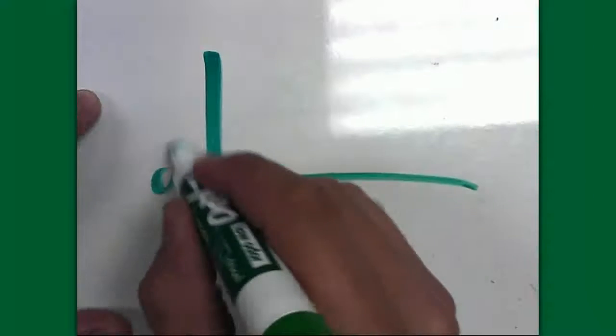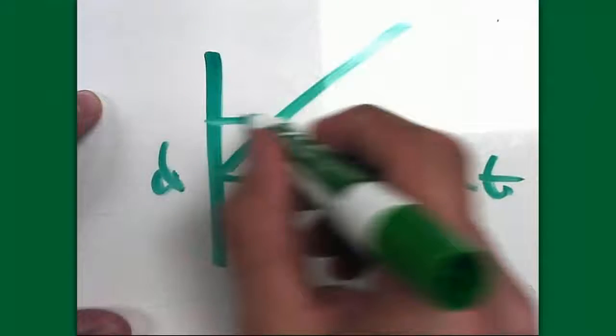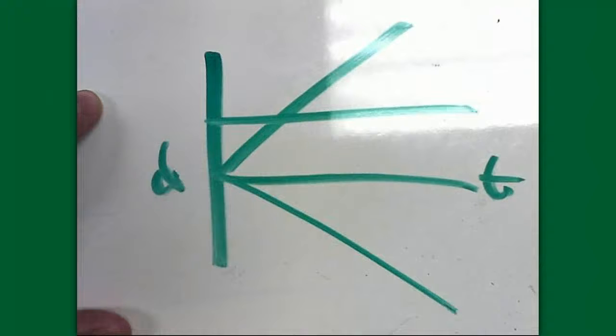But the question is, if this is distance versus time, is the line going to look like this? Is it going to look like this, or is it going to look like this? Think about that for a minute, or if you're sitting next to a partner here in class, talk to your partner about that for just a second.